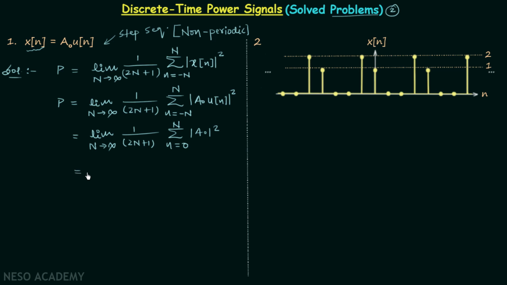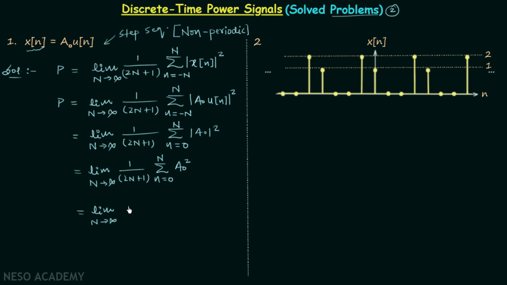So we can write the average power equal to limit n tending to infinity 1 over 2n plus 1, then summation n equal to 0 to plus n a0 square. When n is equal to 0, we will have a0 square. When n is equal to 1, we will again have a0 square. Similarly, when n is equal to plus n, we will have a0 square. So let's see what we have in the next step.